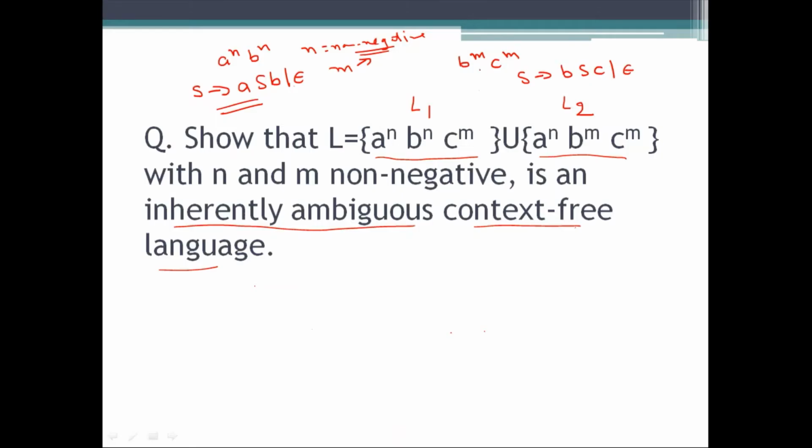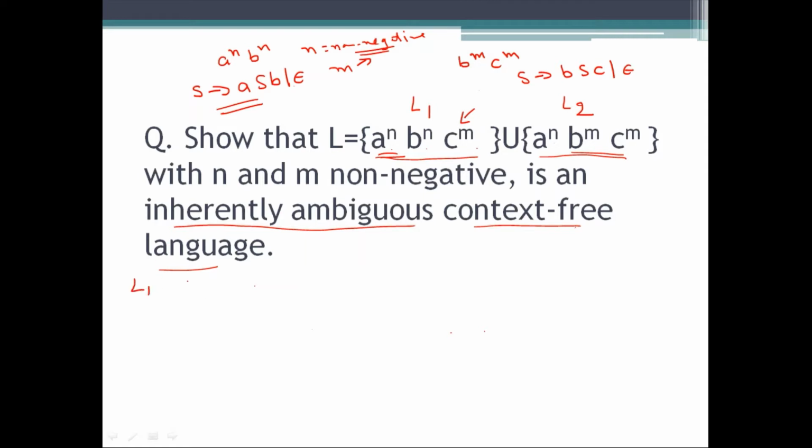The production is, if epsilon, that means a raised to power 0, b raised to power 0; otherwise S is deriving aSb, then S is replaced by epsilon, and you get ab and so on. So here you are having a^n b^n c^m, which means c is followed by a^n b^n. Here you are having a^n and then you are having b^m c^m.